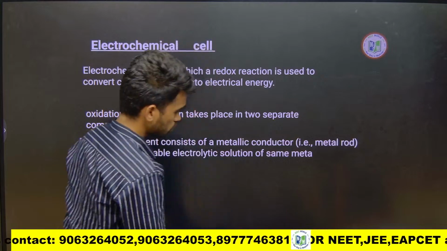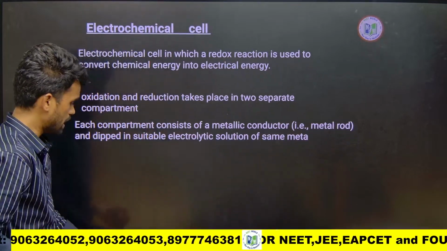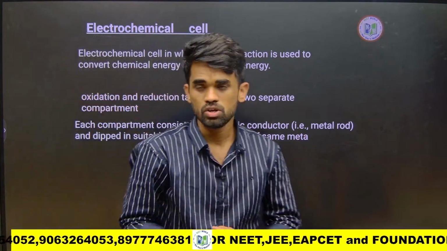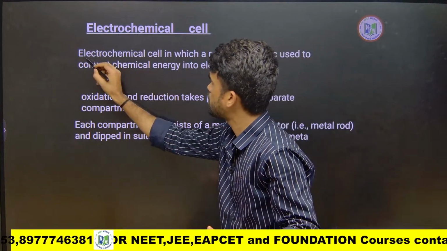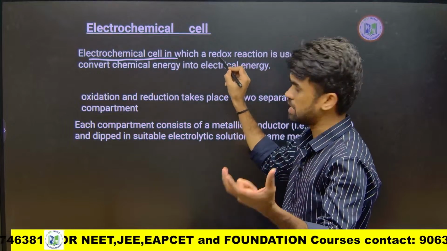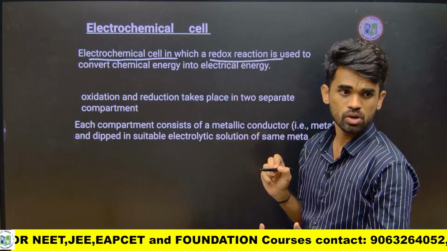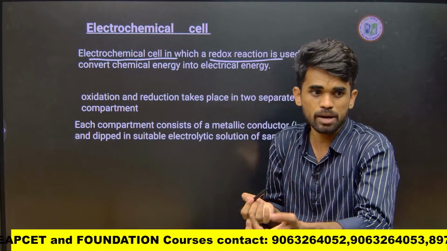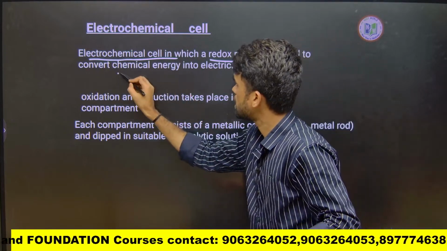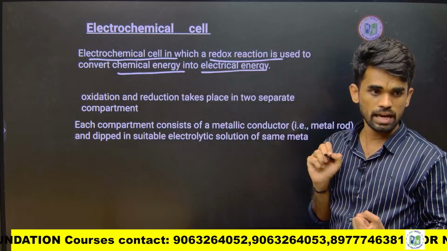So here in electrochemical cells, a redox reaction is taken. In that device, in that cell, we will be taking a redox reaction. That redox reaction happens spontaneously and produces energy, right? That energy will be converted into electrical energy.